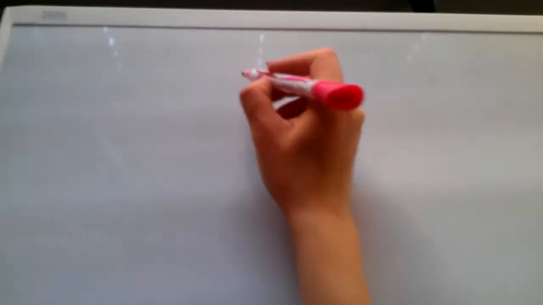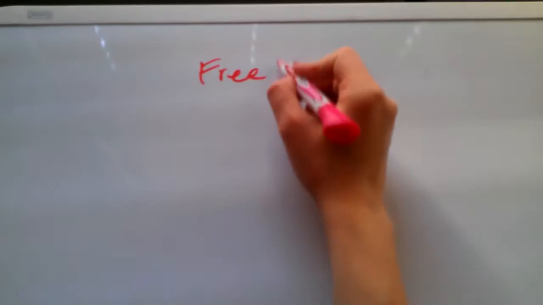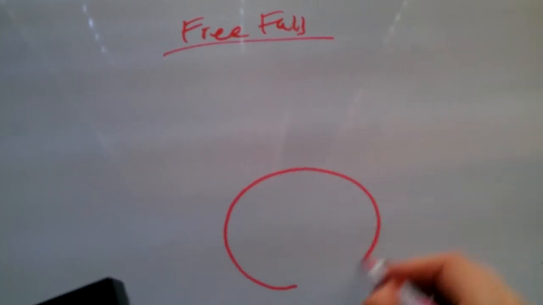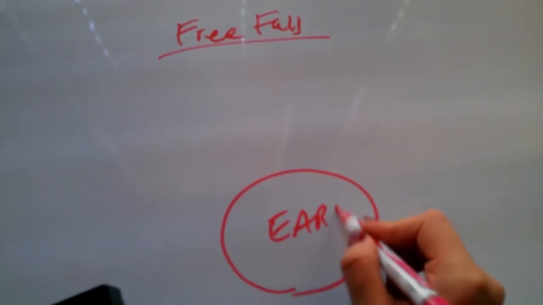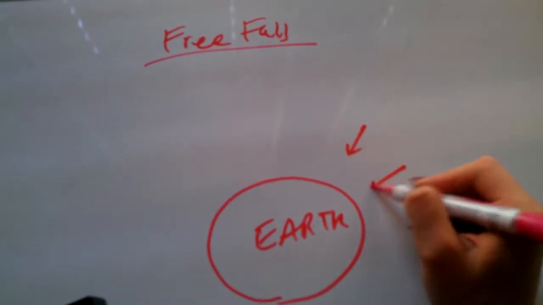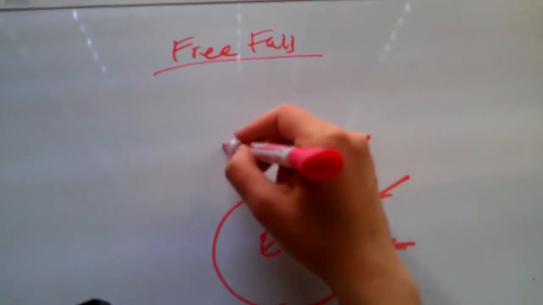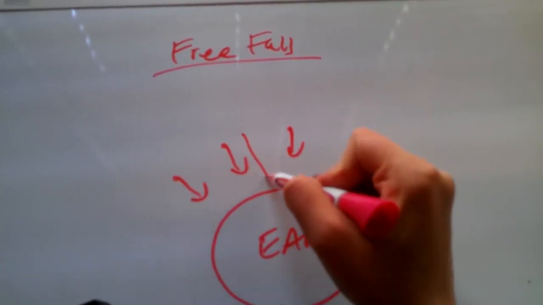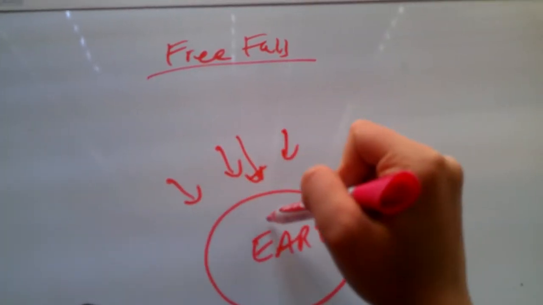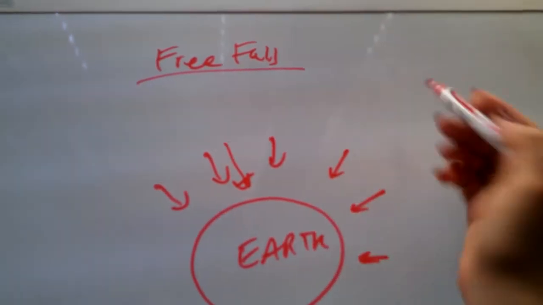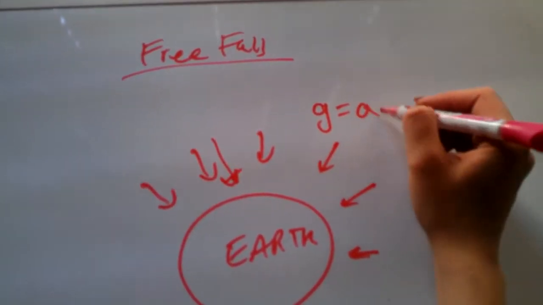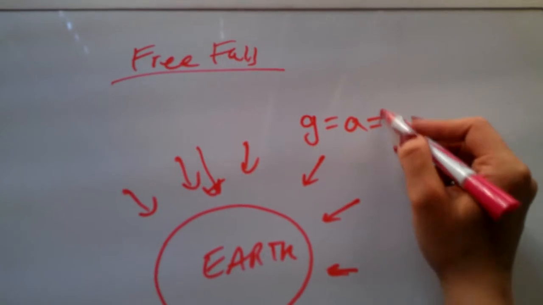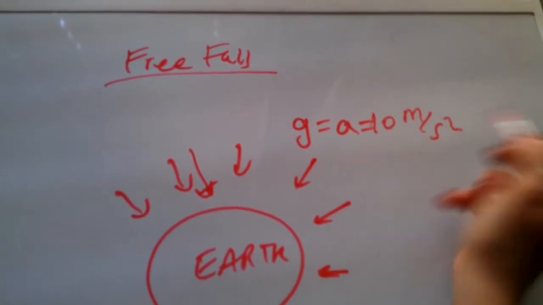Hi everyone. Today I'm talking about free fall in more detail, so let's start. Like I said in the previous video, because of Earth, all objects are attracted to the Earth. If they have some height with respect to Earth, then they fall down towards the core of the Earth. And then I said the acceleration due to this free fall is roughly 10 meters per second squared.